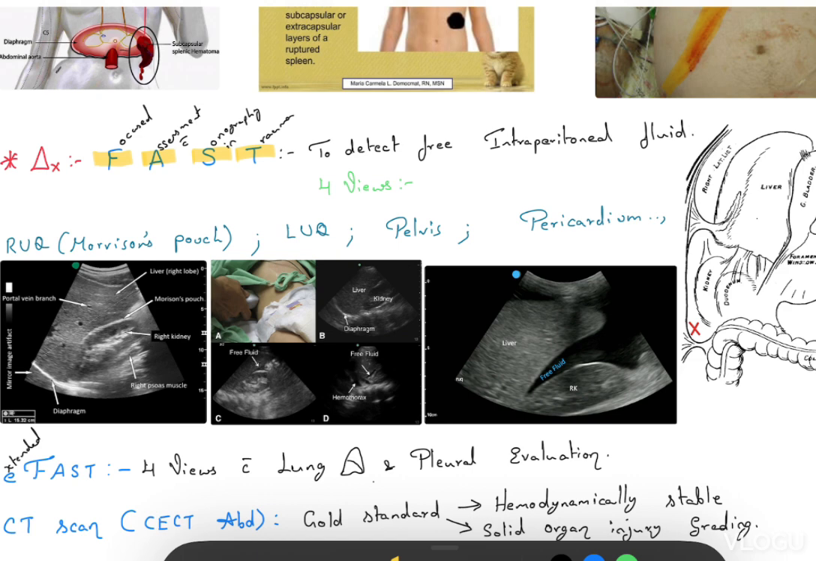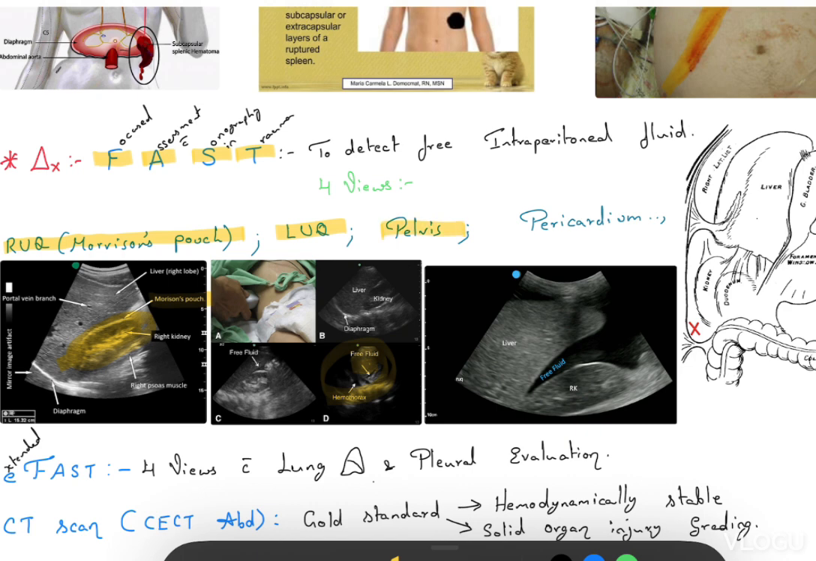First, you can see 4 views in FAST scan imaging interpretation. In the right upper quadrant, you can see the Morrison pouch. So this is the Morrison pouch, which you can see in the right upper quadrant. Next we can see the left upper quadrant. In the left upper quadrant, we look at the splenorenal recess, and if the patient has any hemothorax you can see it there.